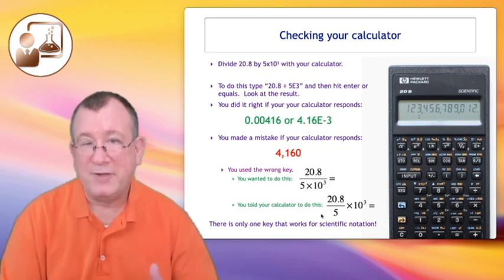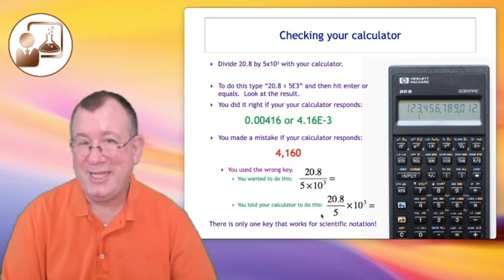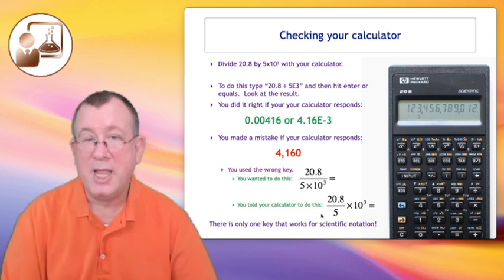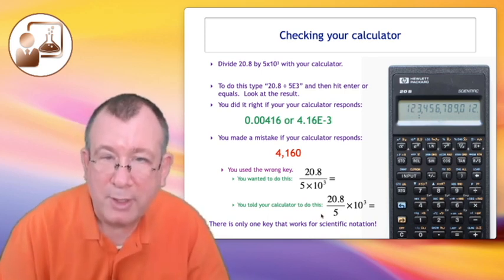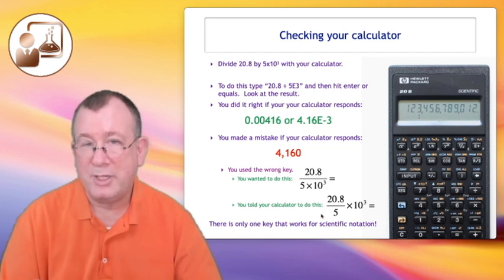Here's an example. If I told you 0.0416 or 4.16 times 10 to the minus third, the way you would enter this into your calculator is you type the significant digits, 4.16, and then E minus 3. Note, not E 10 to the minus 3, just 4.16 E minus 3. And if you hit return, you will get the correct answer. Now, if you type that in wrong, your calculator would show a number greater than 1.